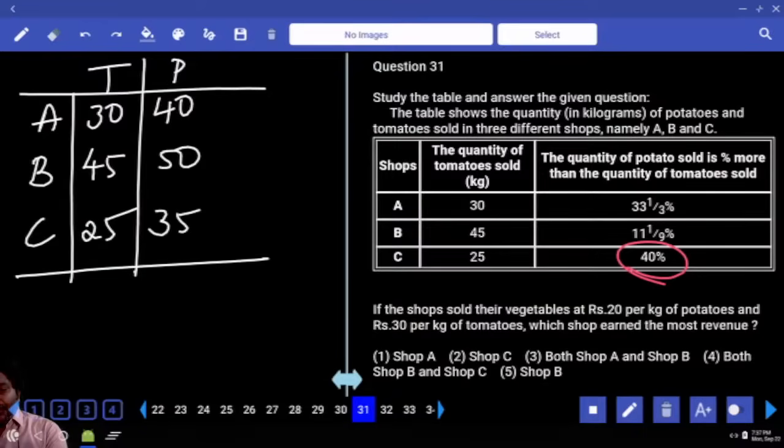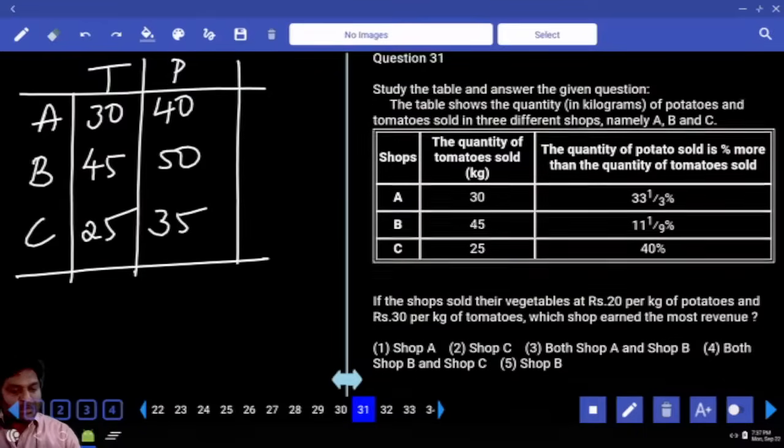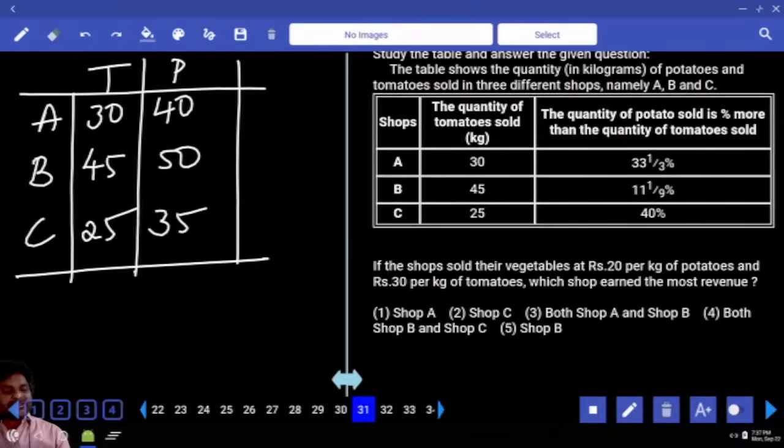10 more, 35. If the shops sold their vegetables at 20 per kg of potatoes and 30 per kg of tomatoes: tomatoes 30 rupees, potatoes 20 rupees. Which shop earned the most revenue?